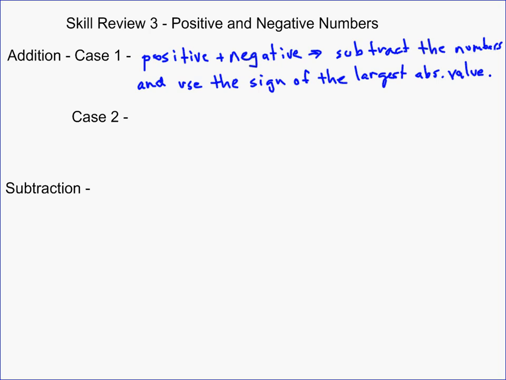Now, an example of this would be, if we had something like 4 plus a negative 9. You would look at this and you'd see it's a positive and a negative, and you're adding them together. So that means you got to subtract 9 and 4. 9 minus 4 is 5. Which has a bigger absolute value, 4 or negative 9? Well, negative 9 has a bigger absolute value. So that means the answer is going to be negative. So it's going to be negative 5.